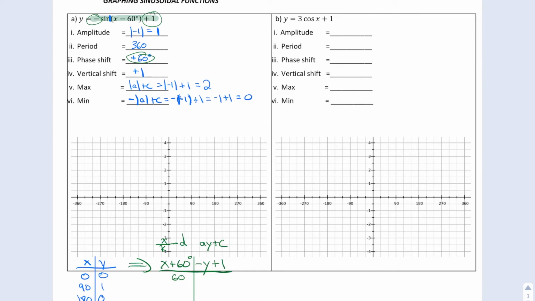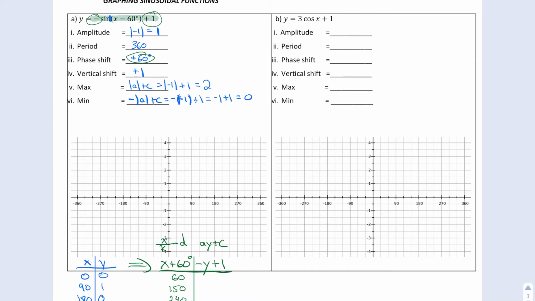So I'll just deal with the x values first. 0 plus 60 becomes 60. This one becomes plus 60, so that's 150. 240, 330, and then we're going to actually be off the graph, but that's okay, and then 420.